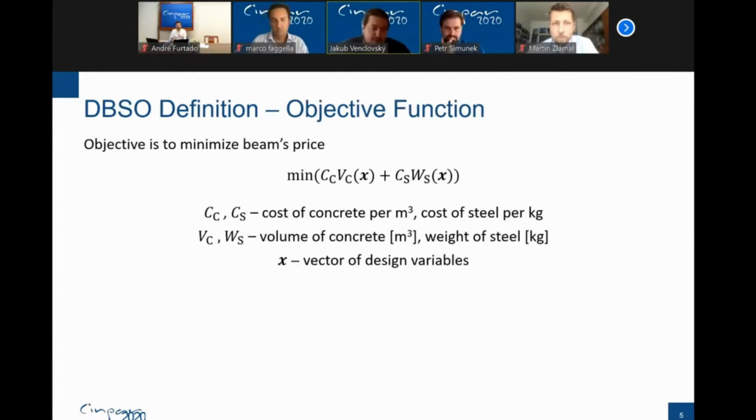So first of all, I will define the DBSO. It's useful because the RBSO can then be defined by only simple changes from the definition of DBSO. So first of all, the objective function, which is what's optimized. In this case, for simplicity, it's just the cost of materials, but of course, the objective function can be much more complex, usually regarding ecology, some ecology burdens, etc.